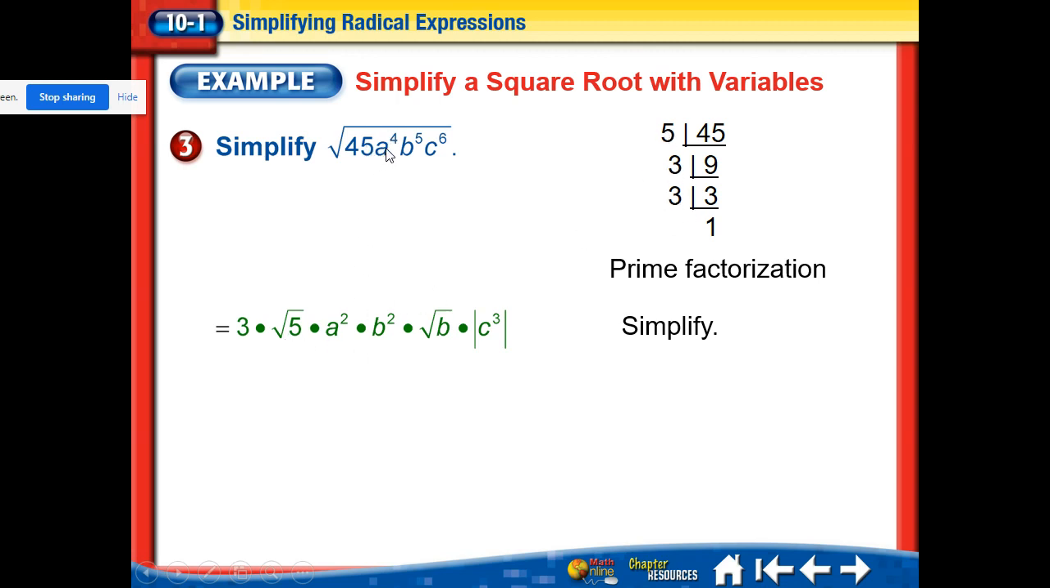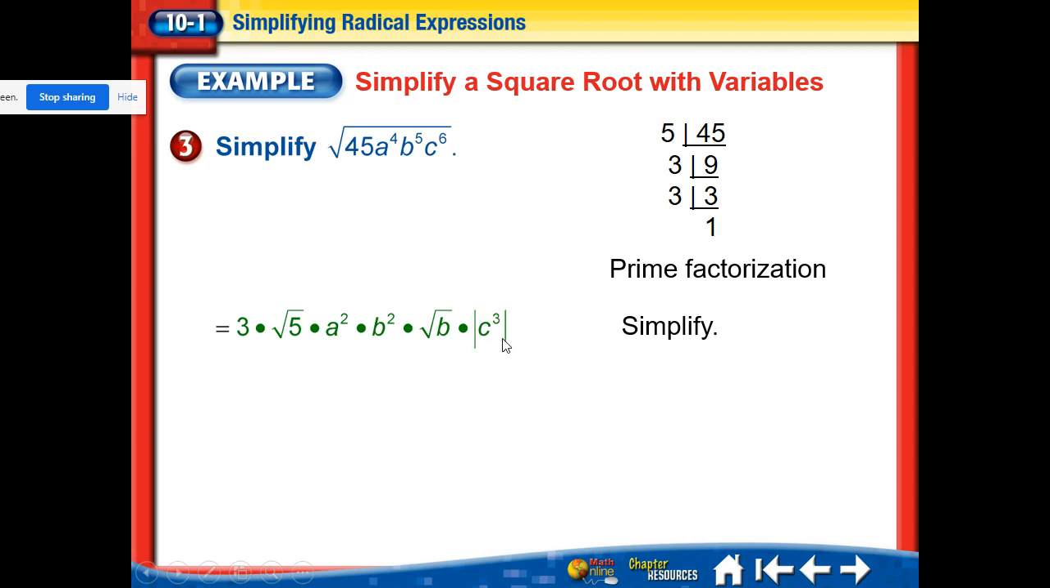Now let's look at the variables. Remember what I said about the variables? We cut them in half. A to the 4th is just a squared. B to the 5th cut in half is 2.5, 2.5, right? So 2 comes out, but this is an odd number, so we have 1 that stays in. So 2 come out, 1 stays in. The C to the 6, cut that in half, is 3.